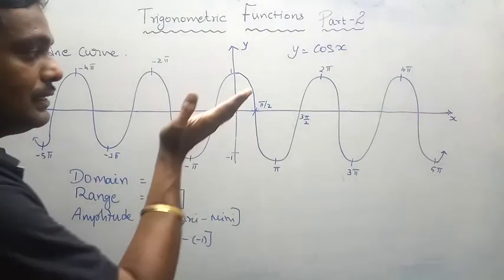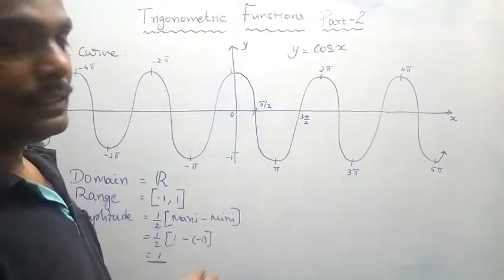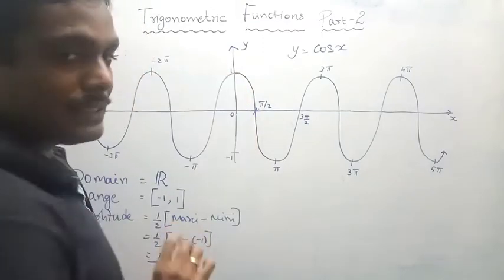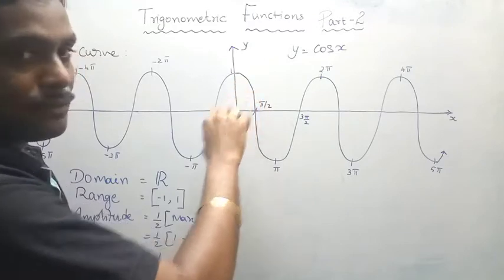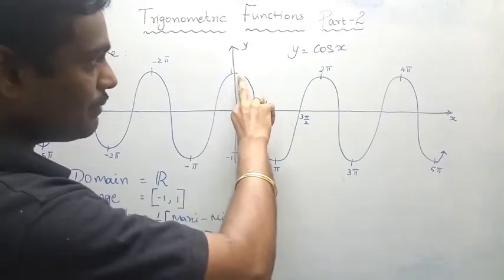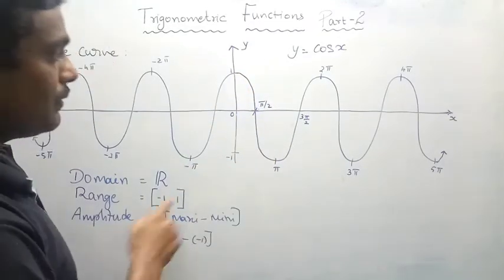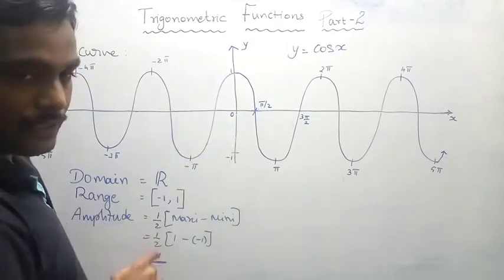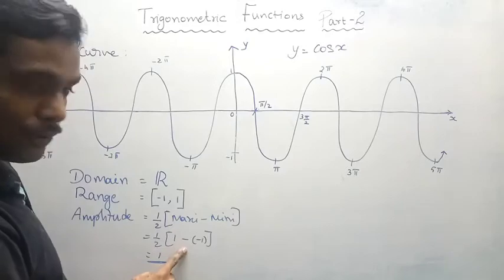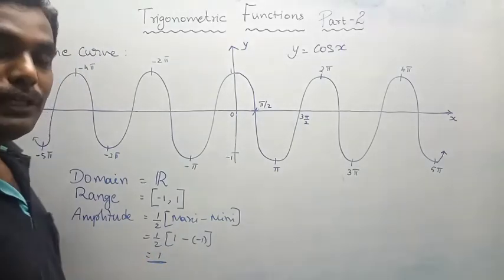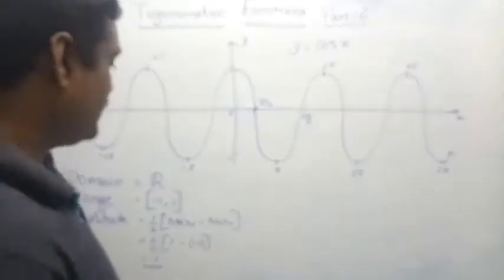You can say it is the maximum distance from the x-axis, or half times the distance between maximum and minimum. So this is 1 unit and this is another 1 unit. So 1 minus of minus 1 gives 1 plus 1, 2. 2 by 2, 1. So the amplitude in this case is 1. Next, period.